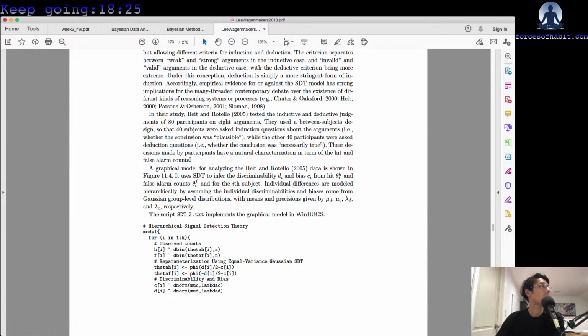So we're looking at 80 subjects, and each subject is going to have 8 arguments. That means a between subject design, such that 40 subjects were asked to make induction questions, and 40 subjects were asked to do deduction questions. Okay. But you can imagine this design being also within subjects too. So we could identify, is there a difference in discriminability across the 2 types of arguments, which I guess would be, from a cognitive perspective, interesting to know.